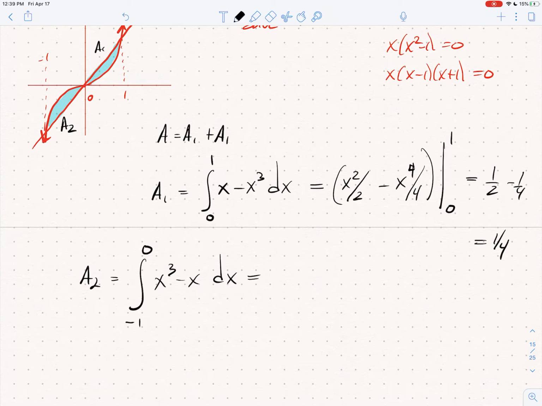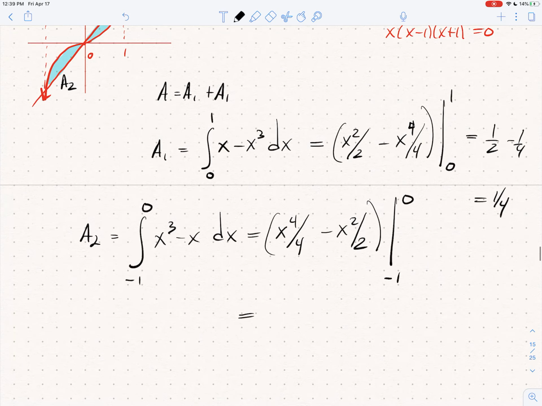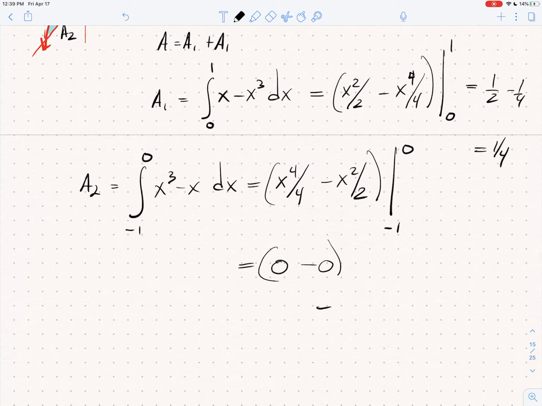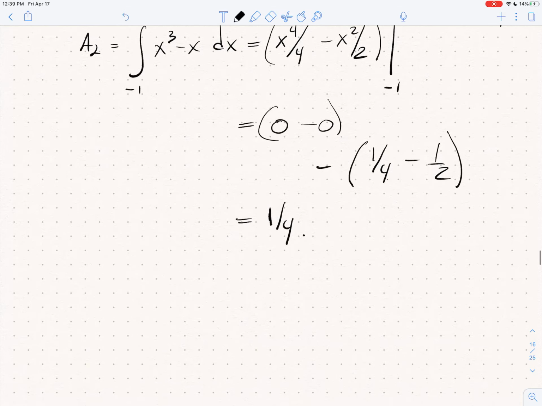It's good practice. So for this one, the antiderivative is x to the 4th over 4 minus x squared over 2, evaluated from -1 to 0. So first you plug in 0, you get out 0. By the way, up here I did the same thing. I plugged in 1 and I got 1/4, but when you plug in 0, you get 0 minus 0. So hopefully that was clear to you. Okay, let's plug in 0. We get 0 minus 0, so that's gone. Then we subtract and we plug in -1, and so I get 1/4 minus 1/2. So 1/4 minus 1/2 is -1/4. I get -1/4, which is again 1/4.